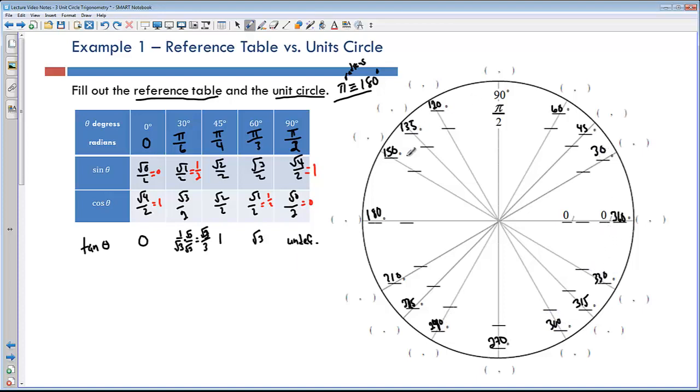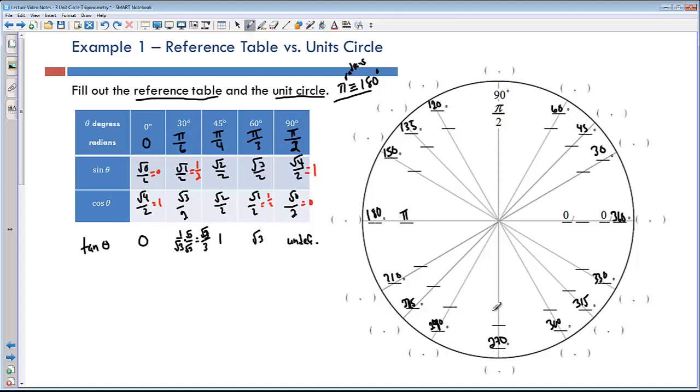So now I filled in all the degrees, and now I have to do the radians. Now we've done this before, but again, it's good practice. Here I have 0, and I put pi over 2 on here. I can count in terms of pi over 2. So 0, pi over 2. If you add another pi over 2, you get a full pi. So that's 2 pi over 2.